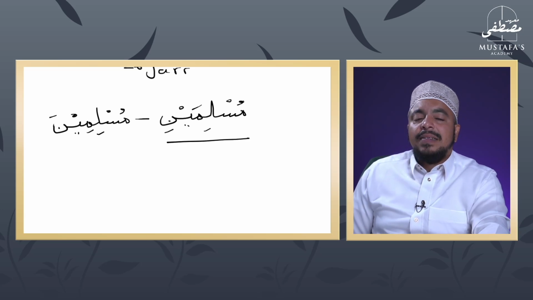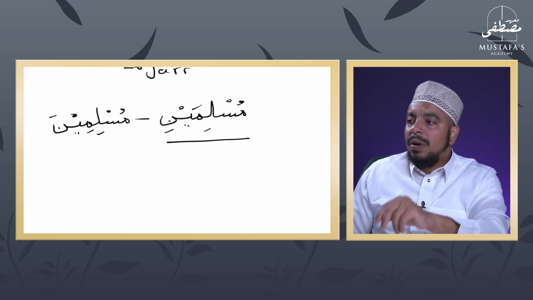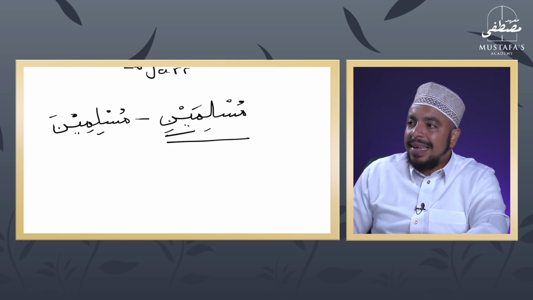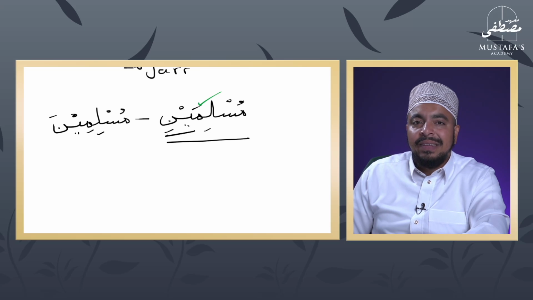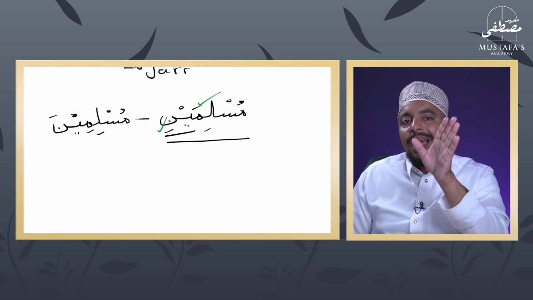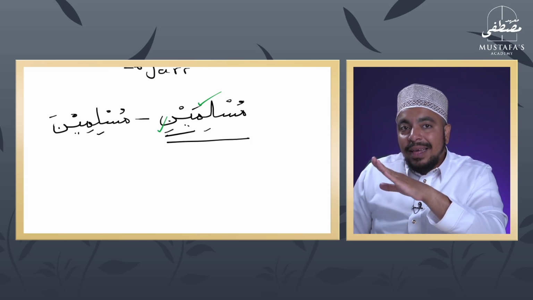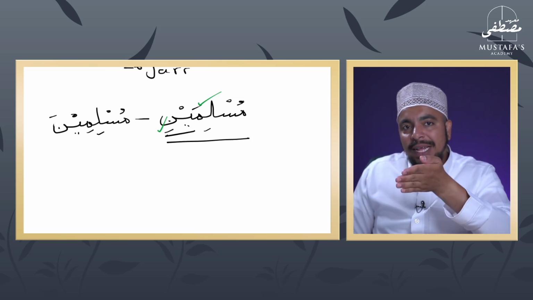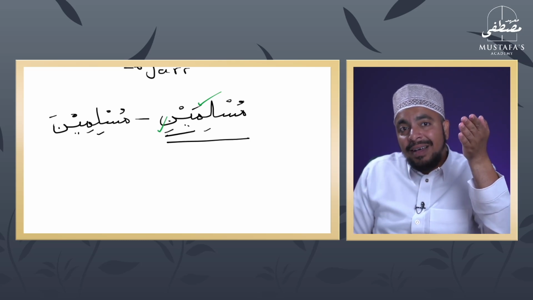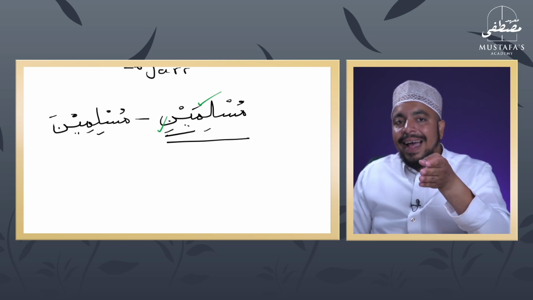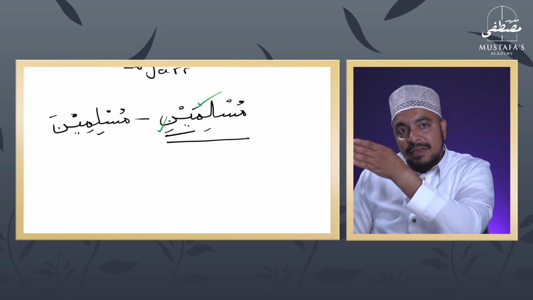How to know that this is dual? Because before the ya and the noon, the letter has a fatḥah. The letter has a fatḥah. And then the noon ends with a kasrah. Understood? Muslimaini. That's why we say: that which has a fatha before the ya and that which contains a kasra after the ya. And that is the noon. The noon has a kasra at the end and the letter before the ya contains a fatha.